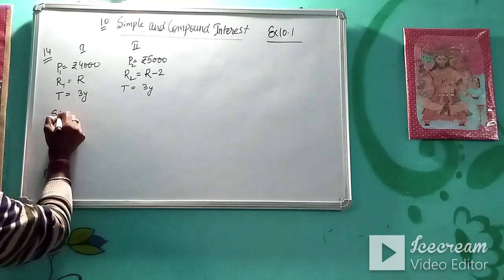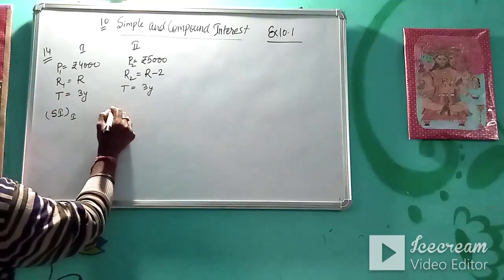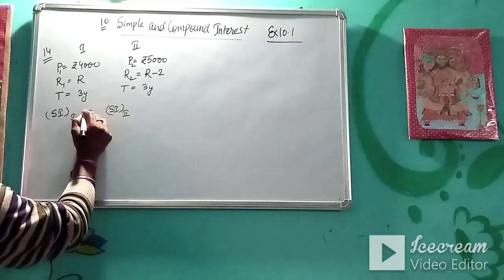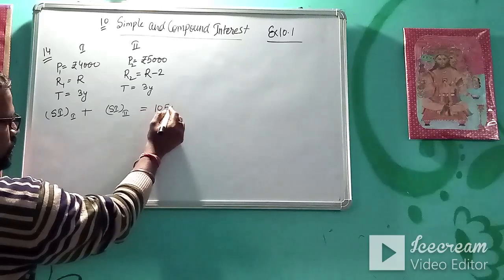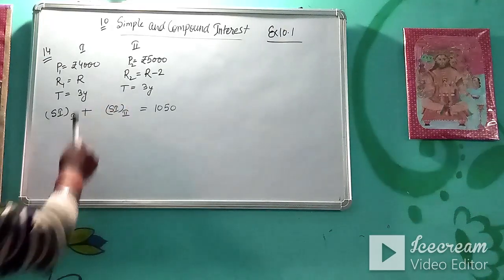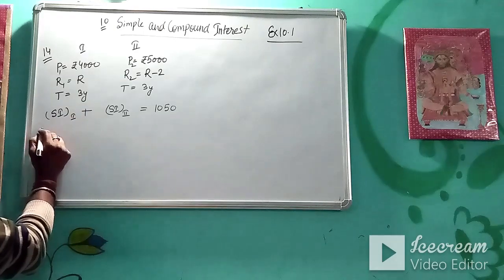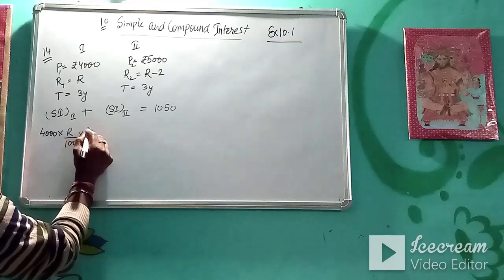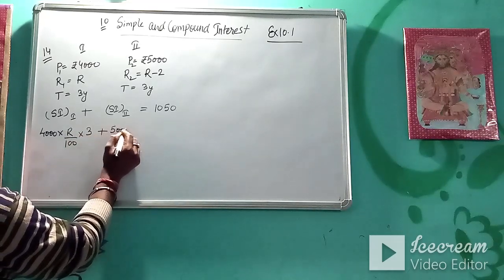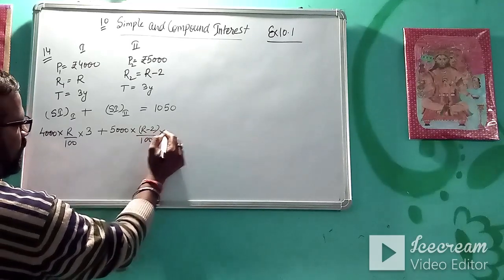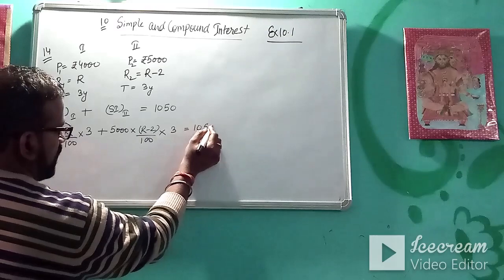So if this is SI1 and this is SI2, what is the condition given? Condition given is he paid overall interest of 1050 rupees. So let's put the value: 4000 into R upon 100 into 3 plus 5000 into R minus 2 upon 100 into 3 is 1050.